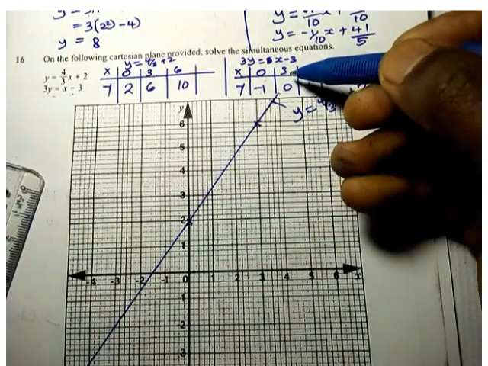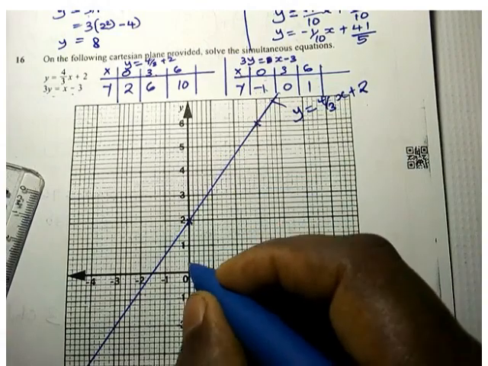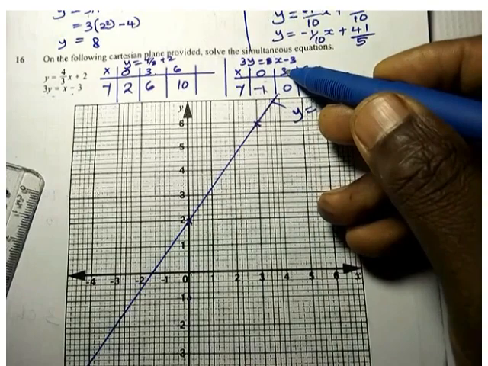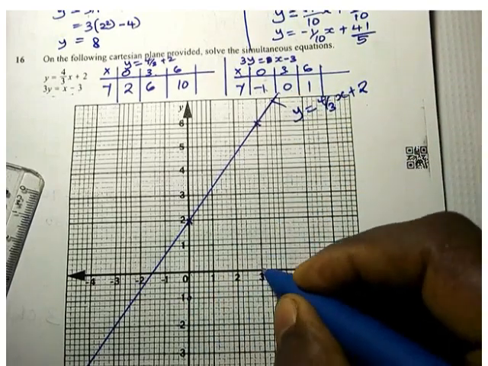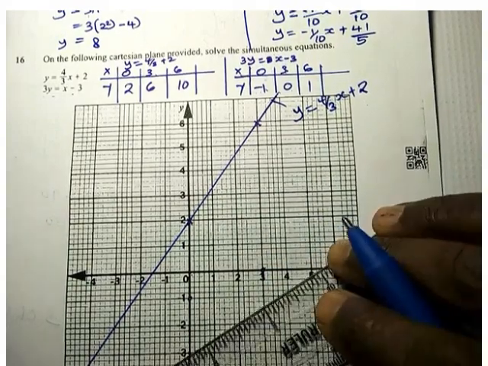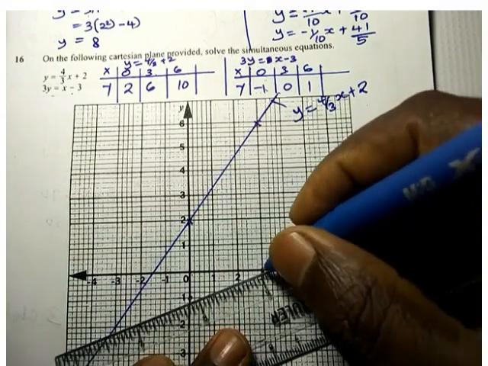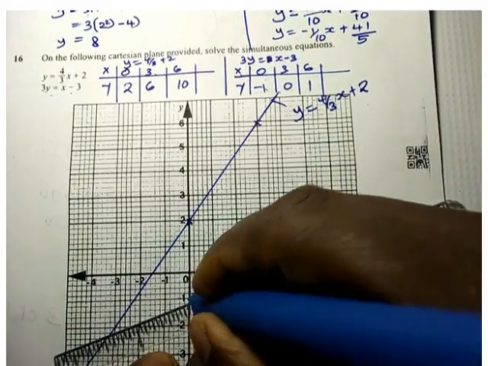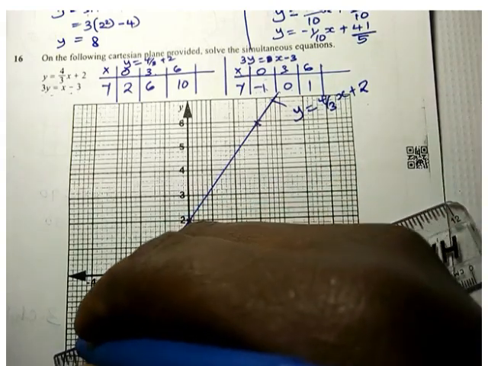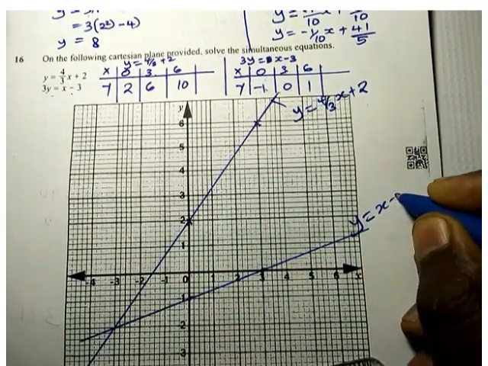And then I will plot this one. When x is 0, y is negative 1, so negative 1 here. When x is 3, y is 0. So it is here. 2 points are enough. So you join the 2 points like this. You put your ruler properly, and then you draw the line, and this is the line y is equal to x minus 3.